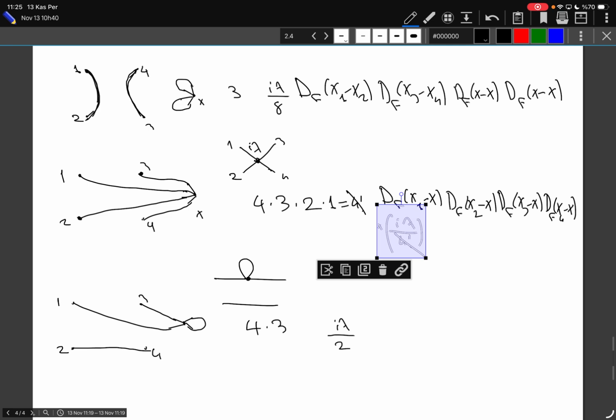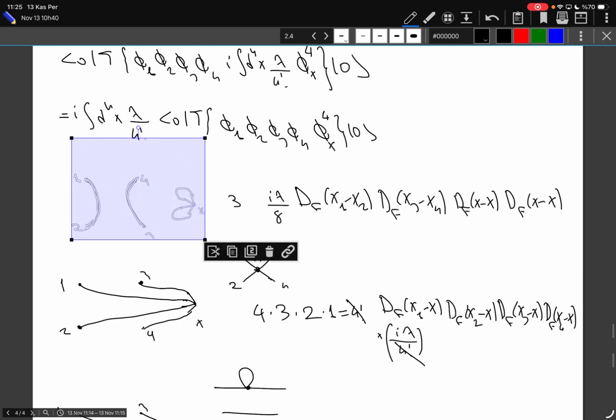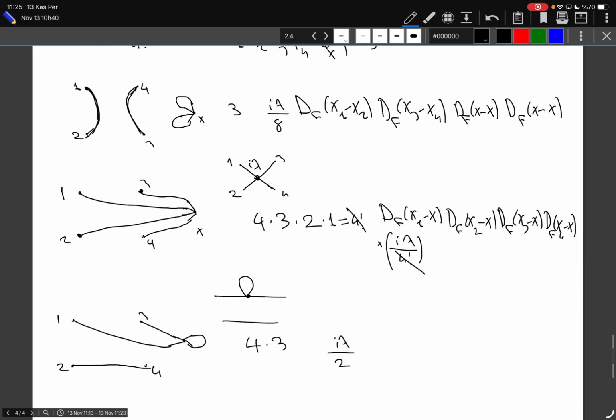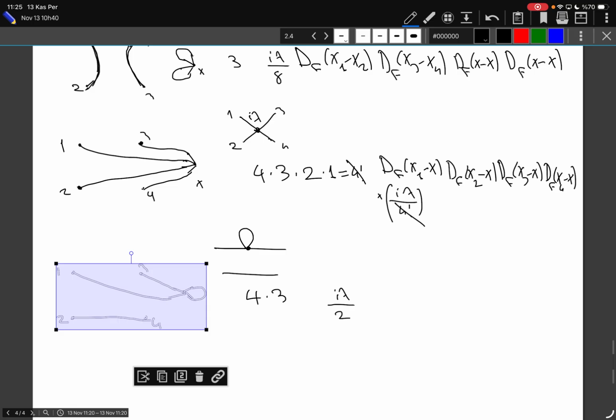And by the way, of course, there are all the variations of this diagram: 1 connected to 3, 2 to 4, 1 to 4, 2 to 3. None of them will contribute to my S matrix element. Instead of connecting 2 to 4, I can connect 2 to 1, 3, 4, and the other one has this bubble.